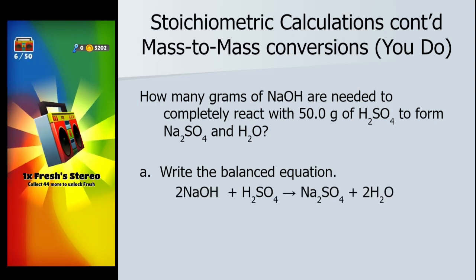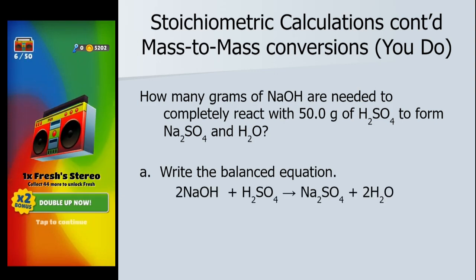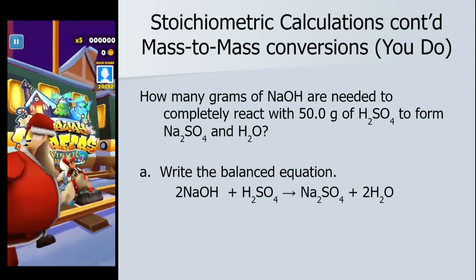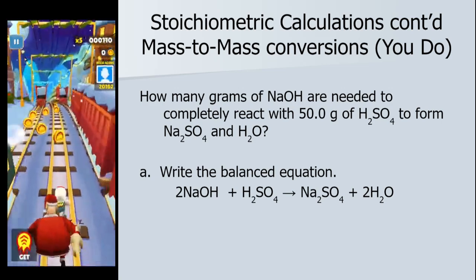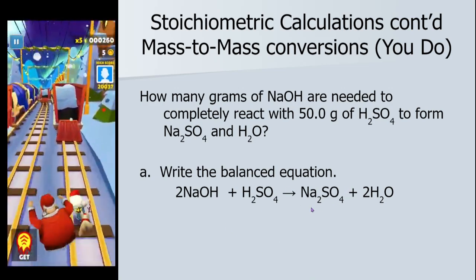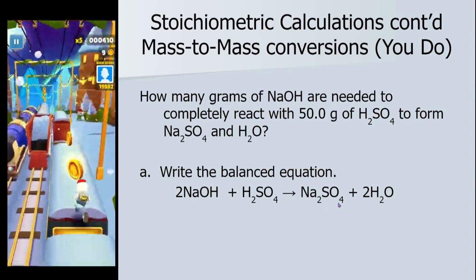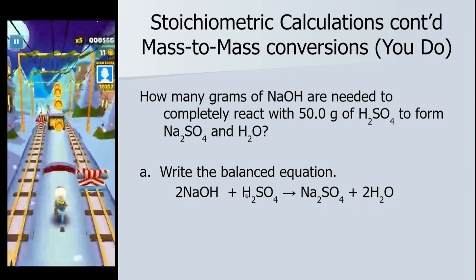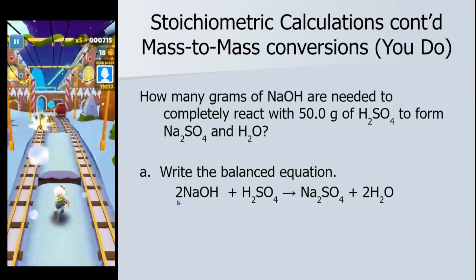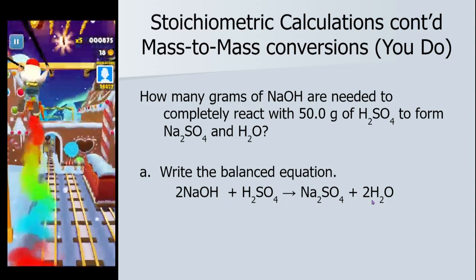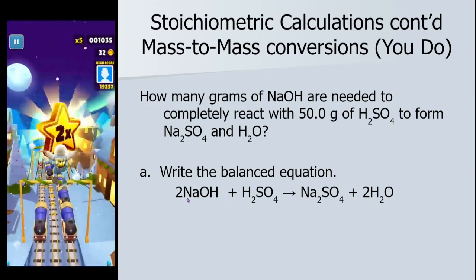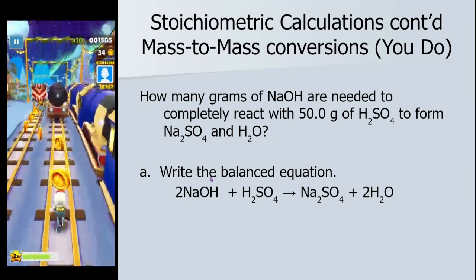Moving on, the equation we are given is NaOH plus H2SO4, which will react together to create Na2SO4 plus 2H2O. In order to balance this, we will put the 2 in front of NaOH and 2H2O to get the same number of oxygen, hydrogen, and Na.